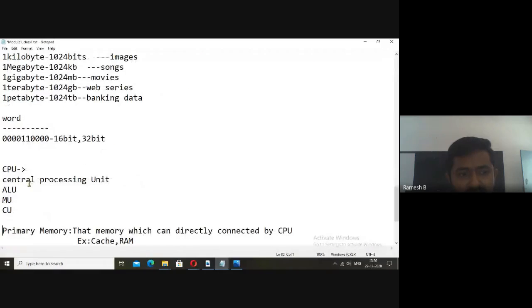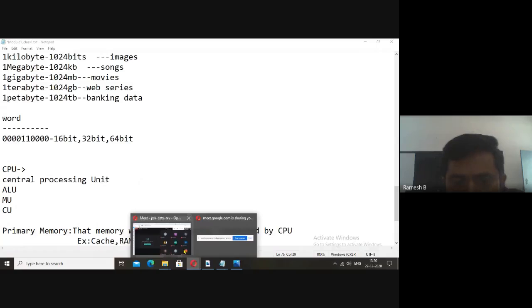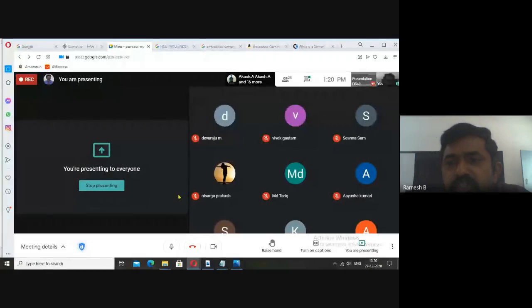The next thing is word. When we group binary digits, it is known as a word. It may be 16 bit, 32 bit, or 64 bits. You may have heard of a 64 bit computer, 32 bit computer, 16 bit computer. That means the computer can process a word of 16 bits or 32 bits in such a way.